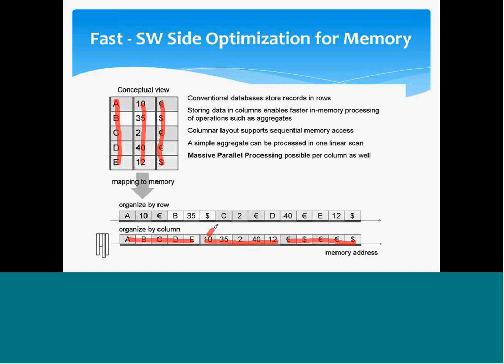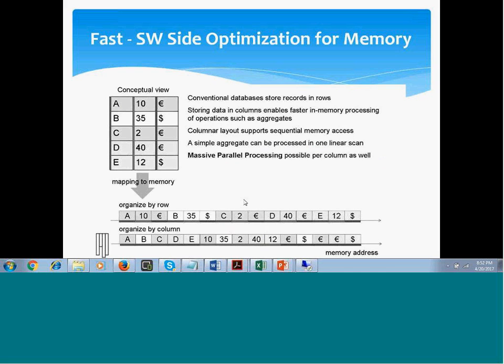Now if I have to do aggregation here, I don't need to jump from one memory address to another, because we are storing everything in one column. With one linear scan, I can do the aggregation. So I don't need a pre-aggregated table or a pre-aggregated cube. I can create aggregation on the fly. In SAP HANA we can even do massive parallel processing per column. Let me show you what MPP architecture is. So this is clear, right, how we process data in columnar fashion.